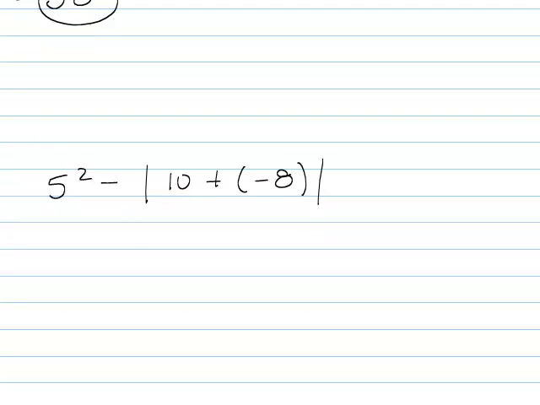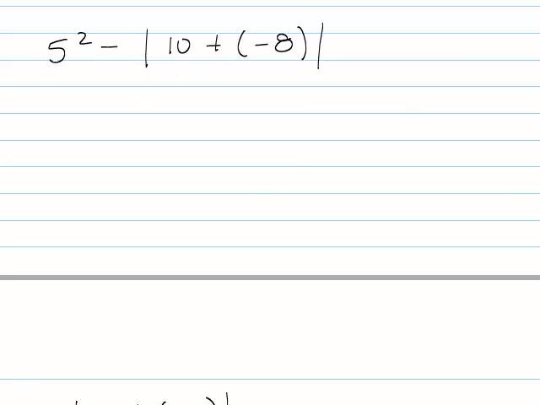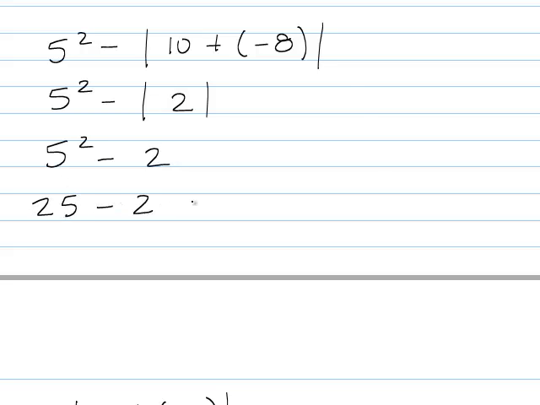All right, let's look at one with absolute value in it. So 5 squared minus the absolute value of 10 plus a negative 8. All right, so the first thing we do is do what's inside here. So 5 squared minus the absolute value of 10 plus a negative 8. This is just going to be the absolute value of 2, and the 5 squared minus the absolute value of 2 is 2. 5 squared is 25. 25 minus 2 equals 23.